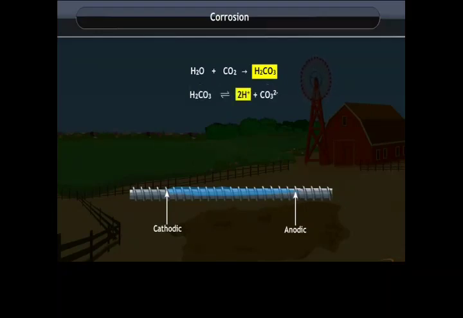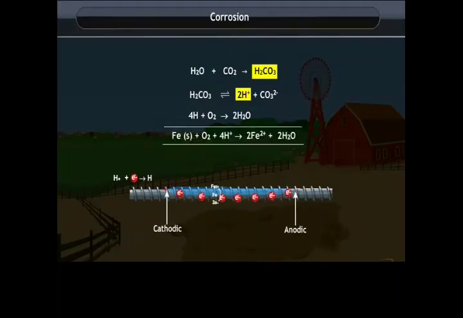Iron in contact with carbon dioxide undergoes oxidation to ferrous iron with release of electrons. These electrons move through the iron metal and reach to the cathodic region. At cathodic region, H+ ions gains electrons to form hydrogen atom. These hydrogen atoms react with oxygen atoms to form water. Thus, the overall reaction, iron is reduced to ferrous ions.